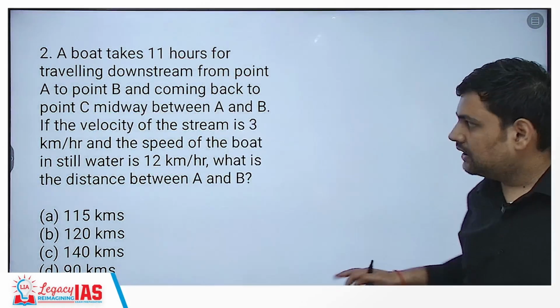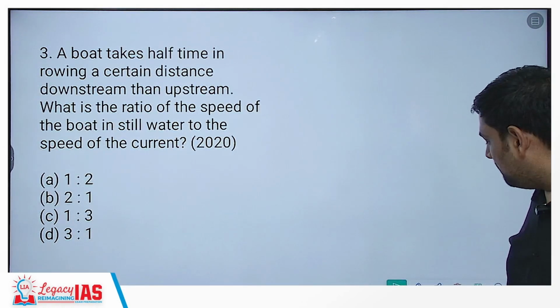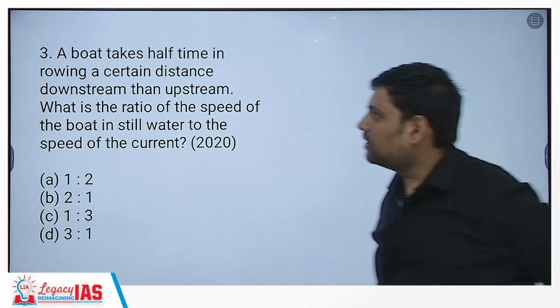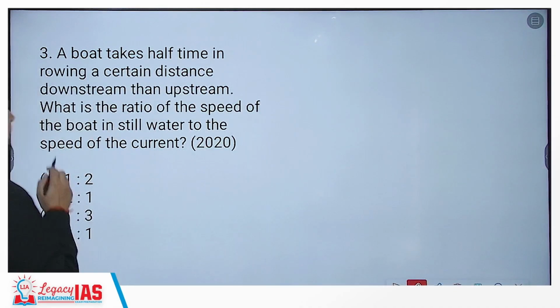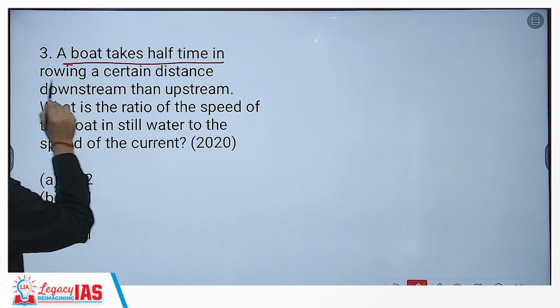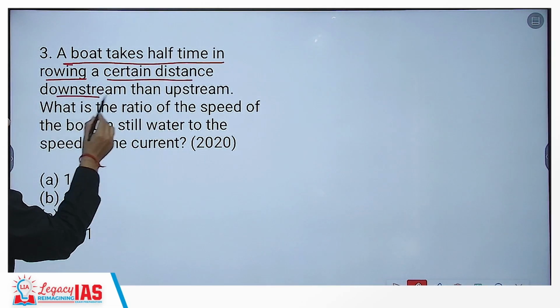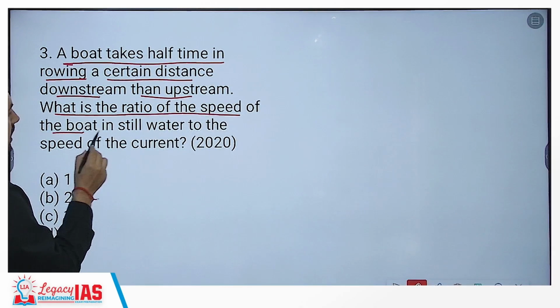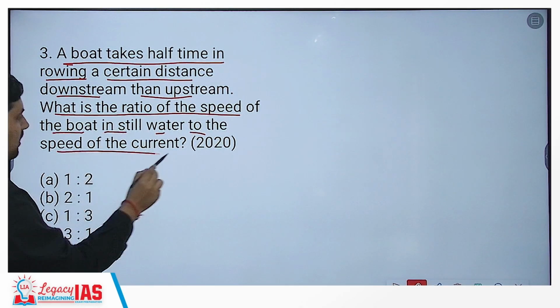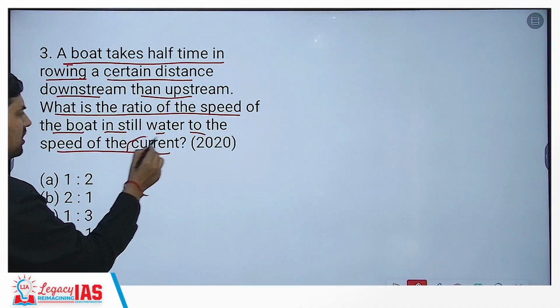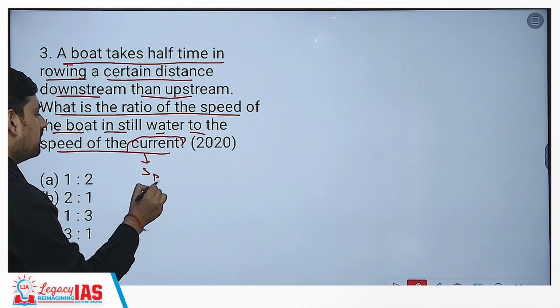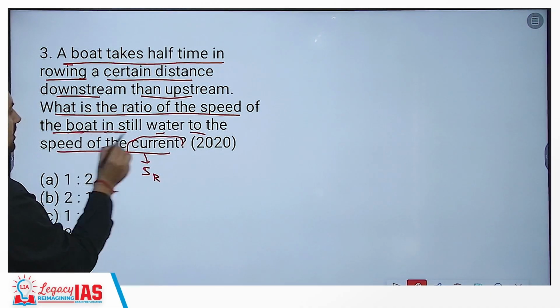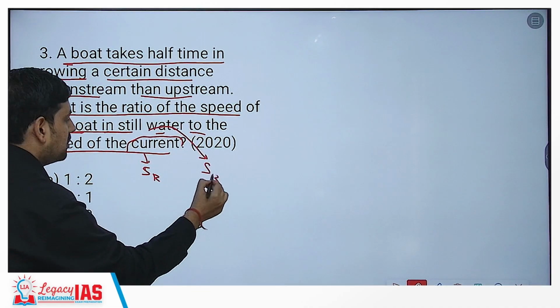Next. This is a previous year question. Now what it says? A boat takes half time in rowing a certain distance downstream than upstream. What is the ratio of speed of the boat in still water to the speed of the current? Speed of the current means what? This means speed of river only. And speed of boat in still water, this is what? Speed of boat. That's it.